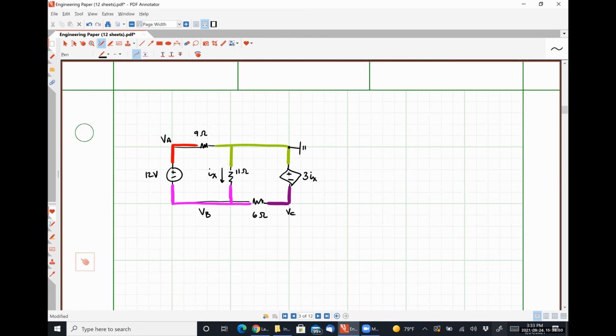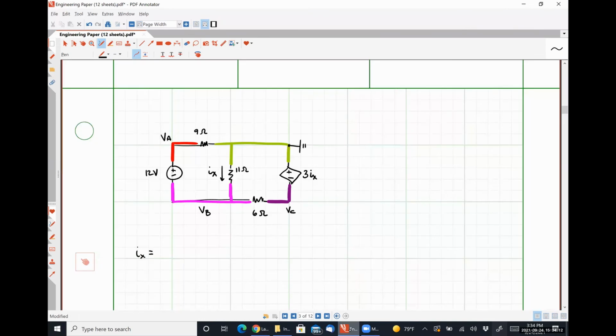Okay. I have a controlling variable. What's my equation? So IX will be equal to what? Negative VB over 11 ohms. Because the current is flowing from ground, which is at 0, to node B. So it's 0 minus V, with the current flowing into the positive terminal.